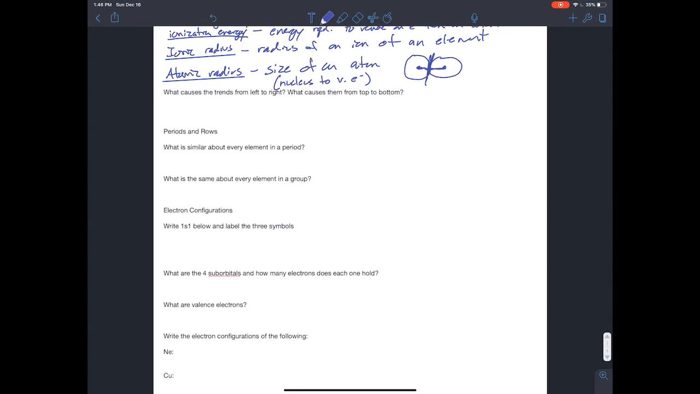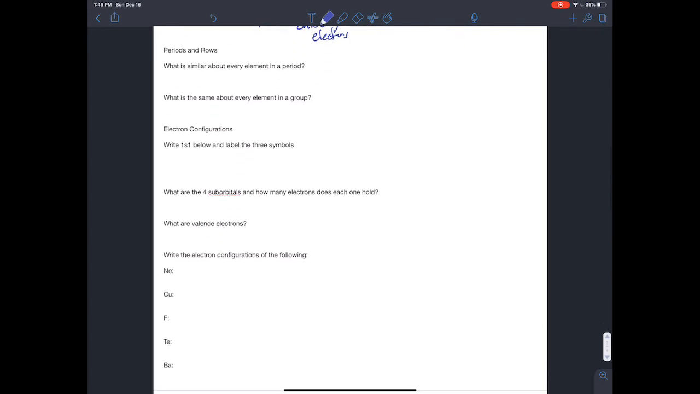Okay. So we just talked about this. It's protons in the nucleus. It's shielding electrons as you go down. Okay, stuff like that. Every element in a period has valence electrons in the same energy level.